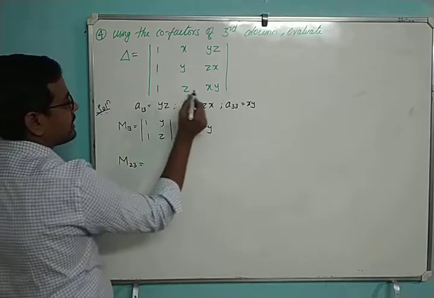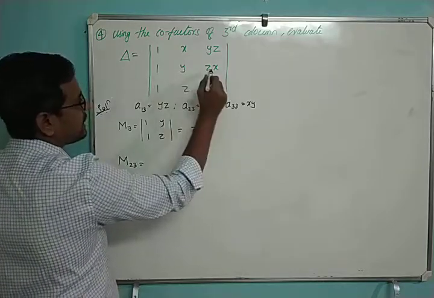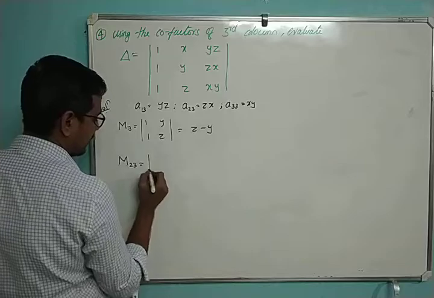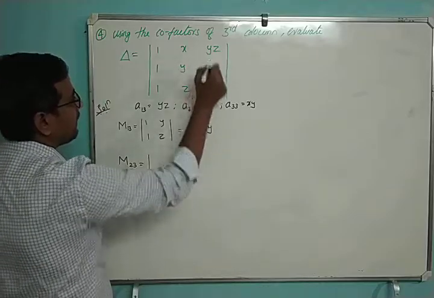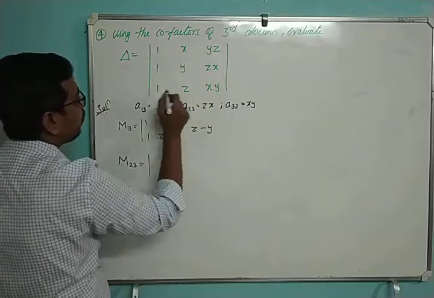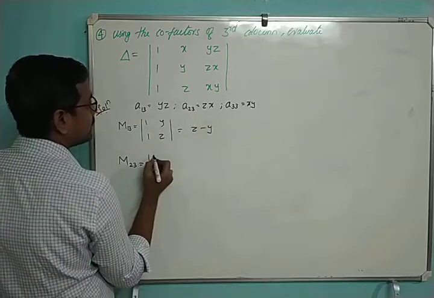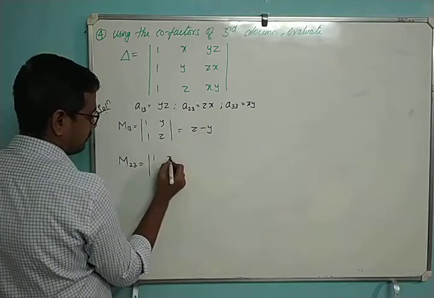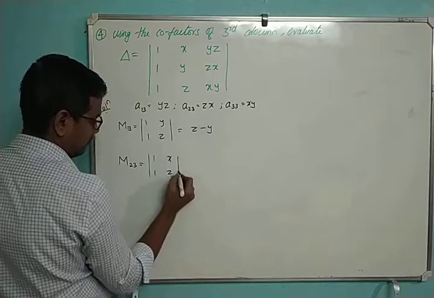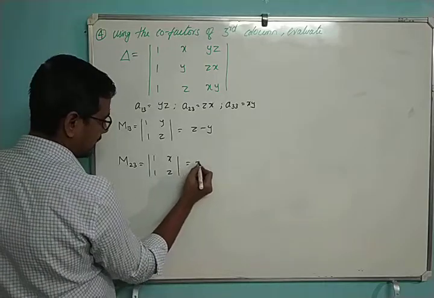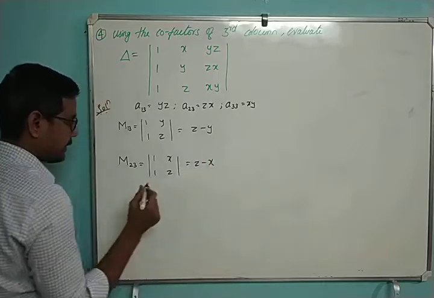Then M23, that is zx, which is there in second row and third column. So leave the second row and third column. If I leave, what will be left? 1x, 1z. Right? So this will be z minus x.